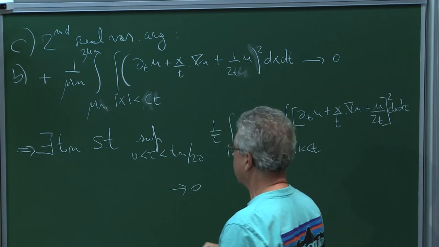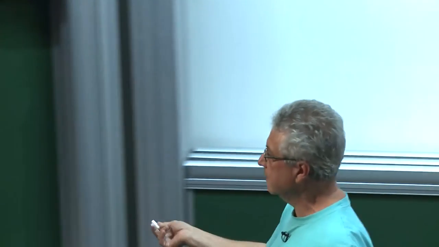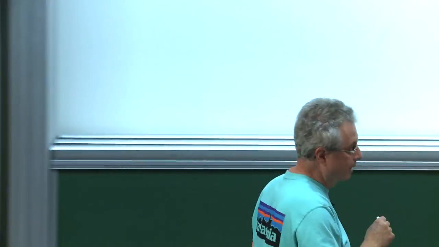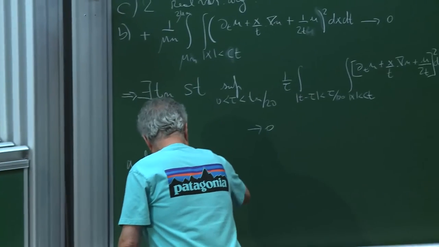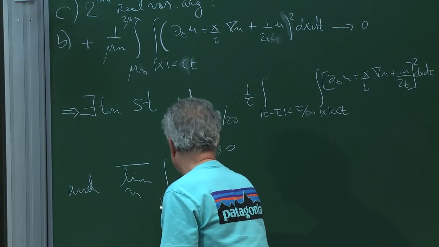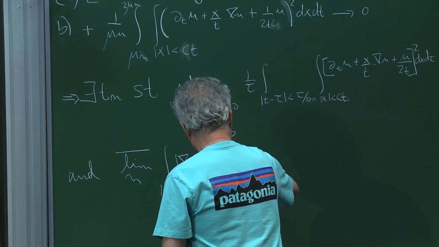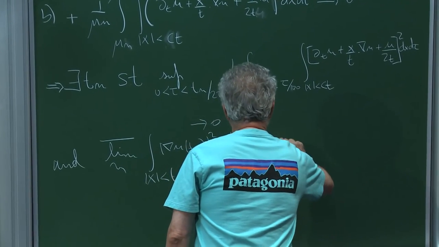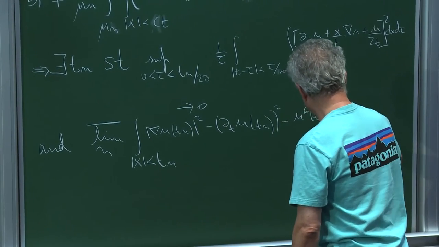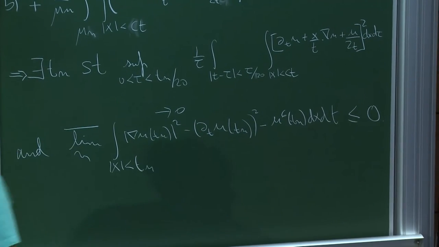This tends to zero. And now this quantity, notice that the thing I'm integrating could be negative. Okay? This is not a coercive quantity. But what I get is that the lim sup in n of the integral over x less than tn of grad u of tn squared minus d dt u at tn squared minus u to the 6 at tn dx dt is less than or equal to 0. Okay?